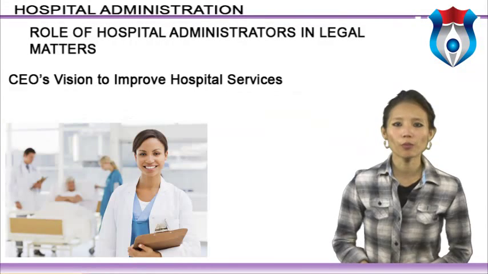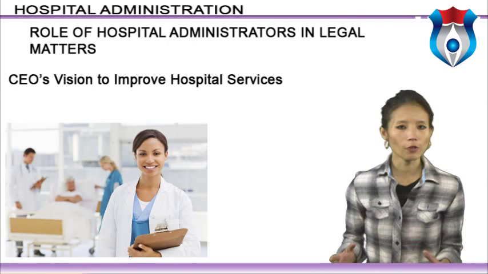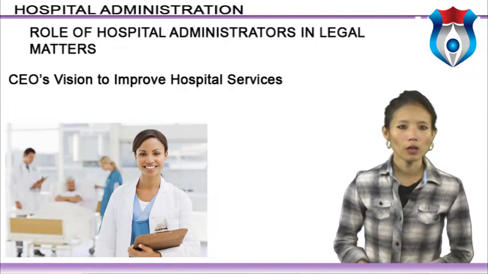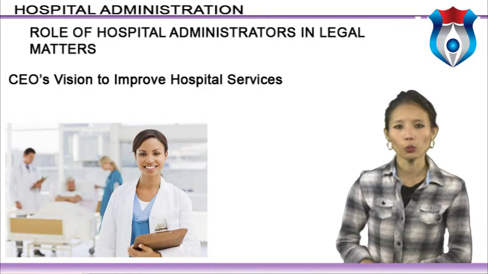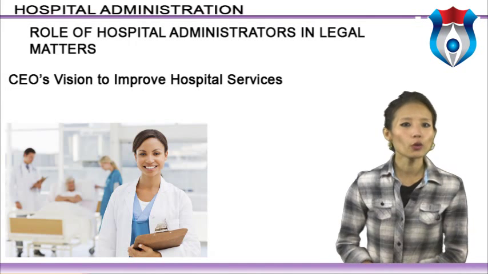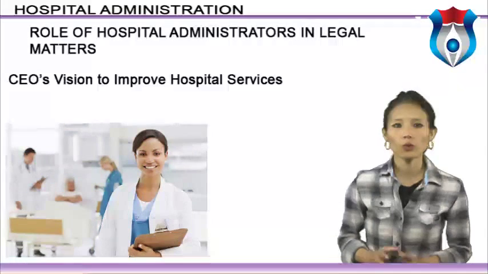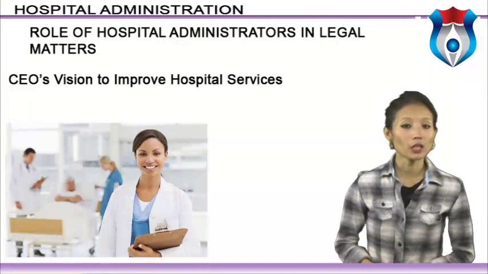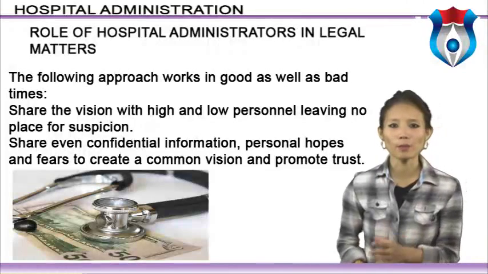CEO's vision to improve hospital services. The CEO should communicate his vision about the hospital as well as involve the employees at every step. They should be invited to give their views and discuss how they would work towards the vision. It would be easy to say that such an activity is nothing more than a paper exercise, but it can be very productive and useful because each individual's job contributes towards achieving the vision. The following approach works in good as well as bad times.